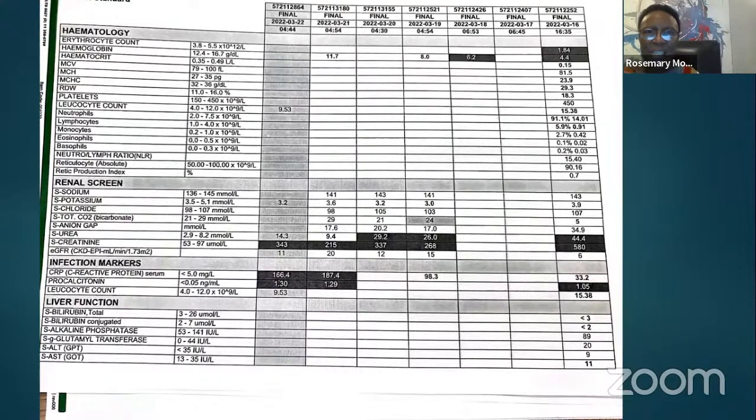So this is the pattern that a patient with CKD or end-stage kidney disease normally has. Surprisingly, if you look at the potassium, it's on the lowish side. And this is a classical case of patients with primary hyperaldosteronism. We're still waiting for the renin and aldosterone levels.